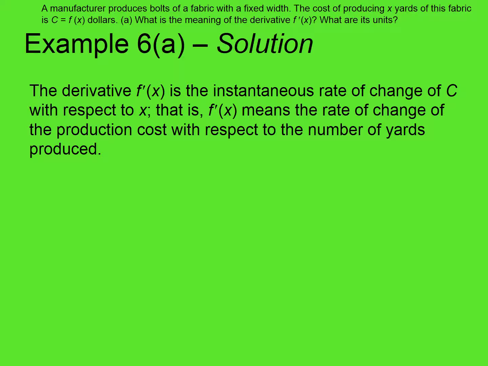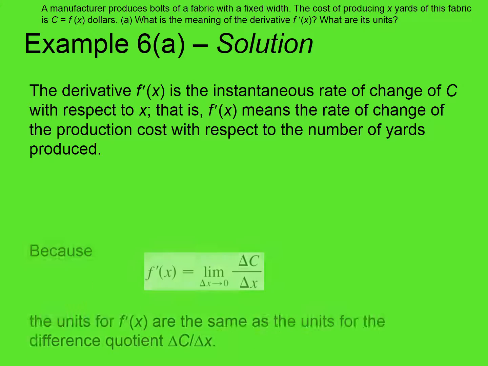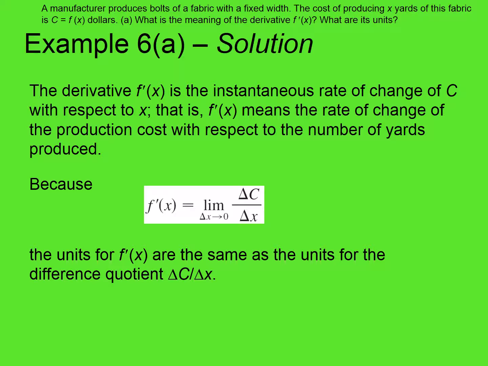That is, f prime of x means the rate of change of the production cost with respect to the number of yards produced. Because, here's the definition, f prime of x equals the limit as delta x goes to 0 of delta c over delta x, change in c over change in x. The units for f prime of x are the same as the units for the difference quotient delta c over delta x. C, that's cost in dollars. X, that's yards.